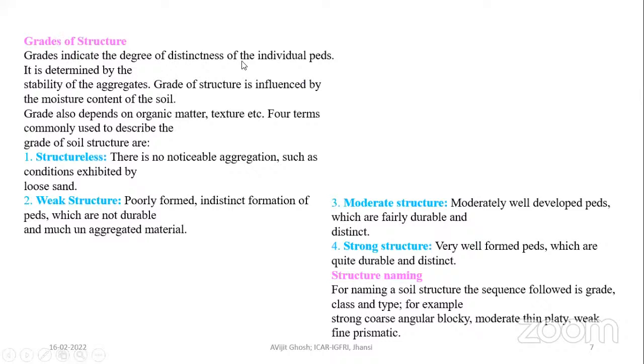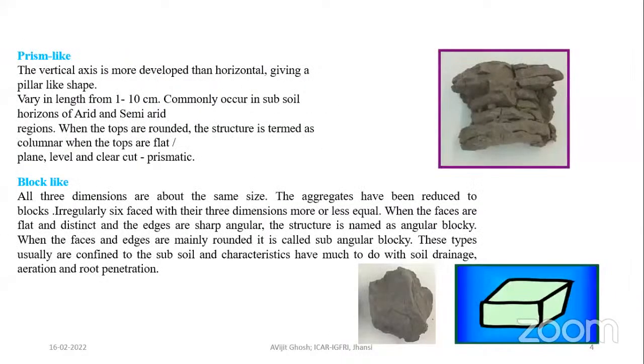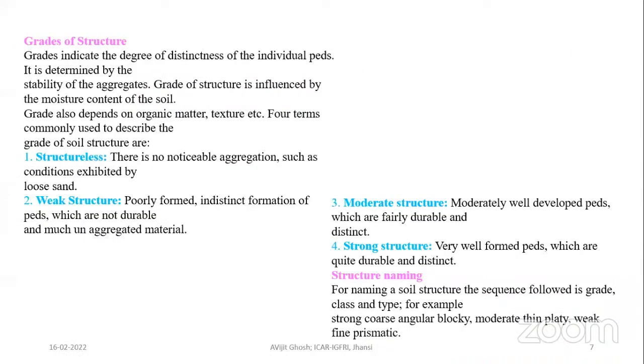Come to the grade of the soil structure. They are the individual distinctiveness of the peds. That means how easily you can differentiate between two peds present in a soil structure. In this type, there are many individual soil peds forming a type. And the capacity to distinguish, for example, here you can see you can easily distinguish between the soil peds: 1, 2, 3, 4. So based on that, we define the grade of soil structure.